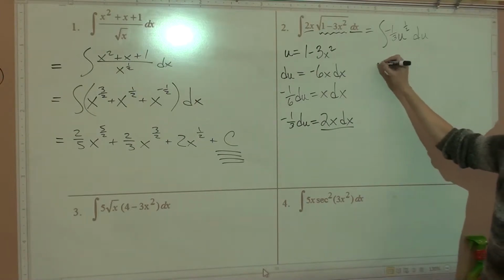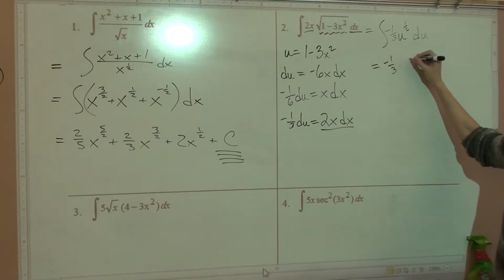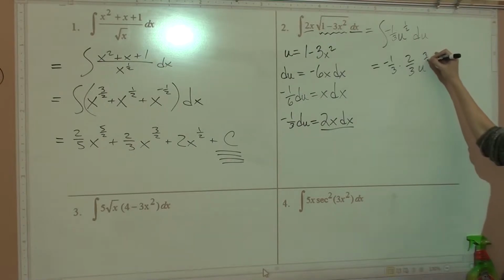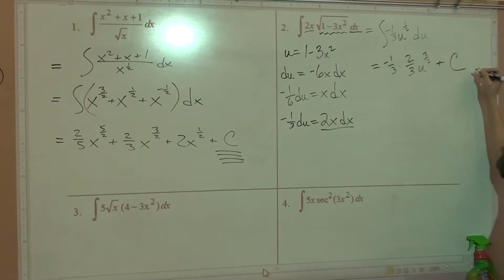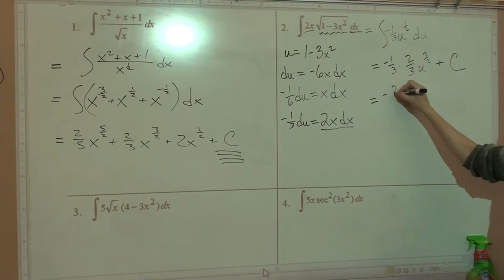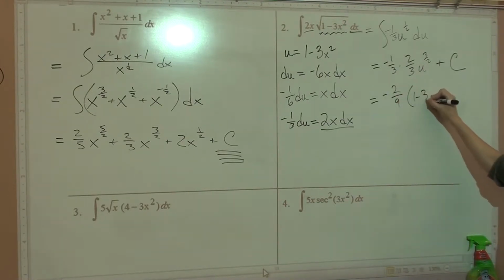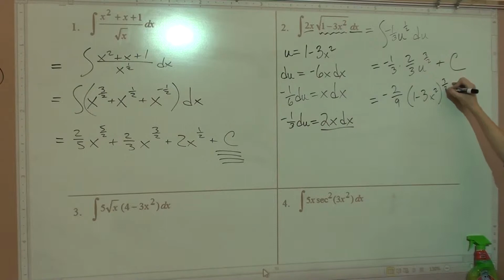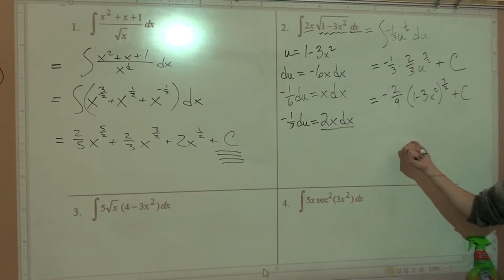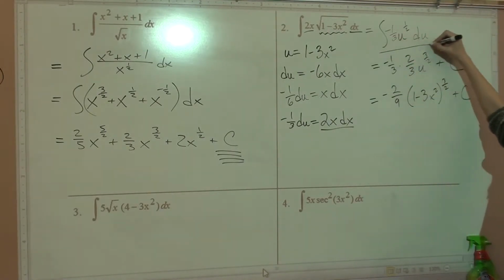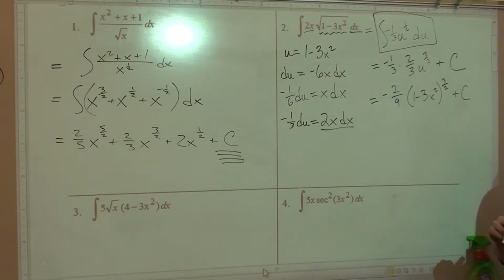So then if we take the antiderivative, we get negative 1/3 times 2/3 u to the 3 halves plus c. And we end up with negative 2/9 times (1 minus 3x squared) to the 3 halves plus c. Any questions there? How do you feel about that? If you can get to this step, you're golden. Being able to rewrite the integral in terms of u, that's the most important part.